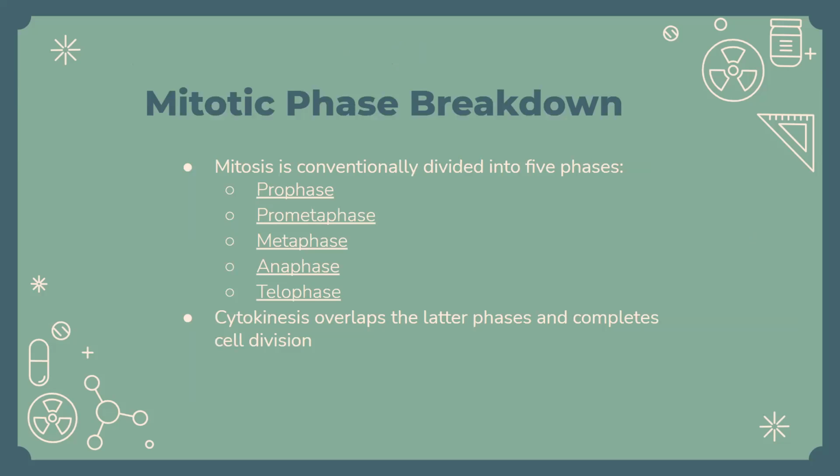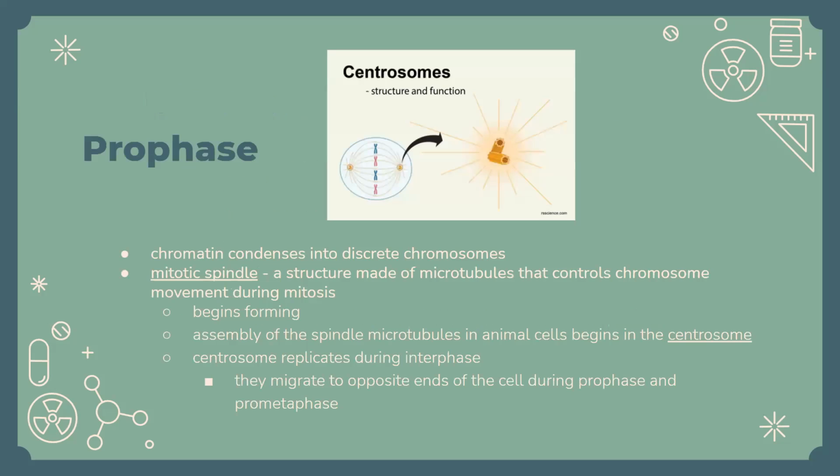Okay, now we'll discuss mitosis. So mitosis is conventionally divided into 5 phases as well. The first one is prophase, which is followed by prometaphase, and then metaphase, and then anaphase, and telophase. Cytokinesis, which is cell division, basically overlaps the latter phases and completes the cell division process. Now we'll go into each of the 5 different phases of mitosis.